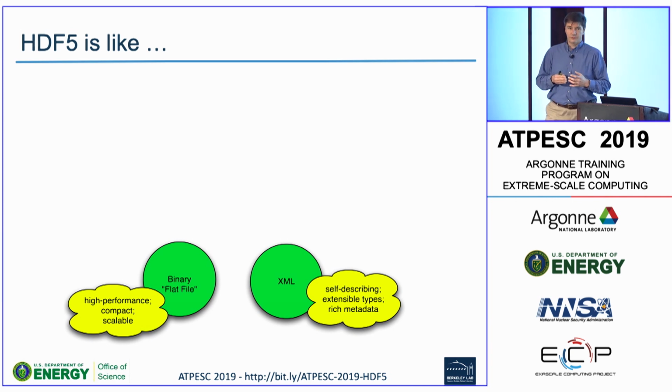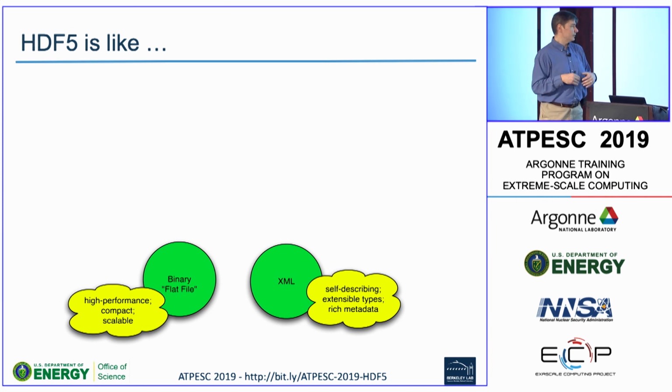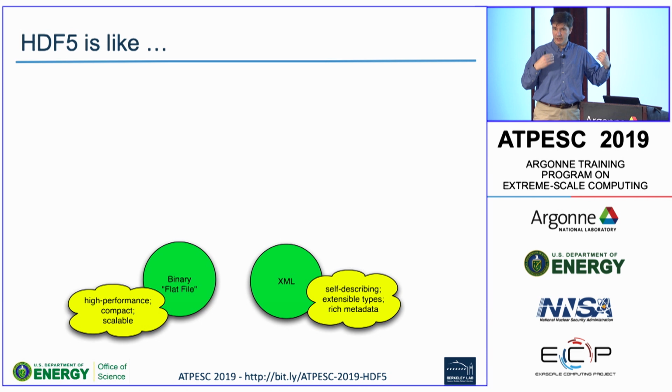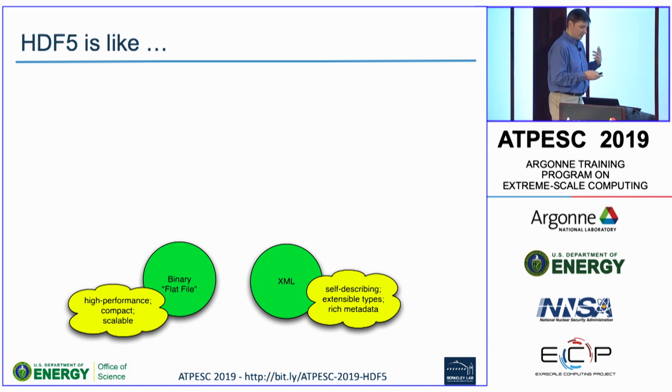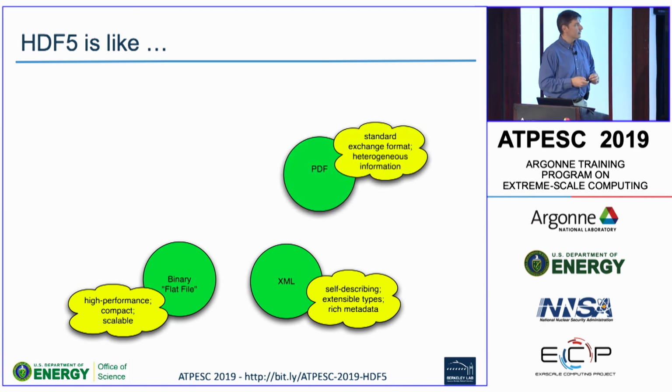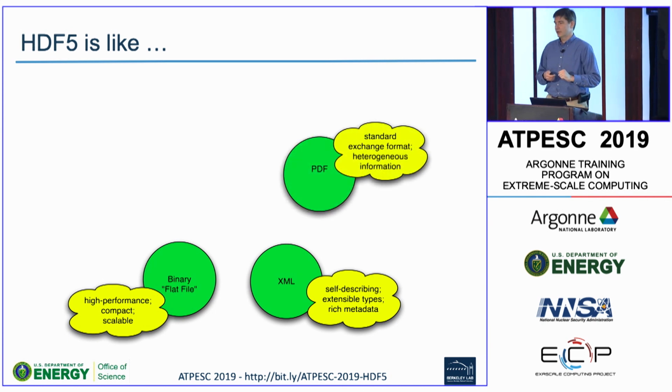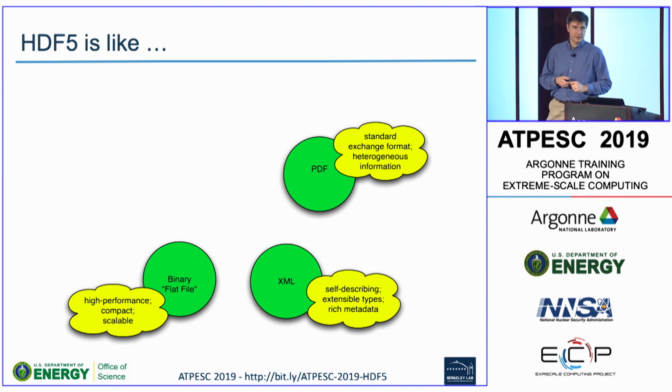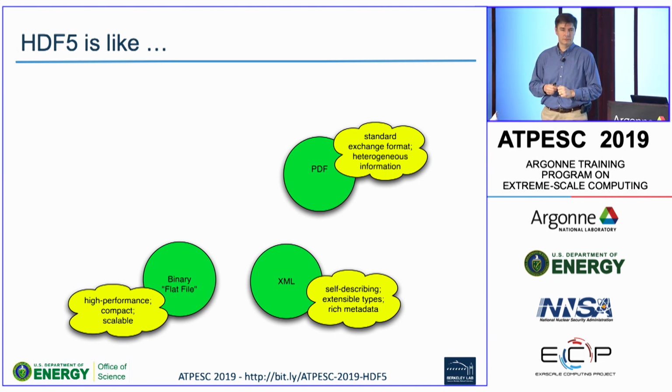Given the bias we have towards HPC and high performance, we want to have a binary representation. It's not text, right? You cannot vi your HDF5 file. It's compact, it's scalable. It's a lot, in some senses, like PDF. Sometimes we've talked about it as the PDF for science, right?